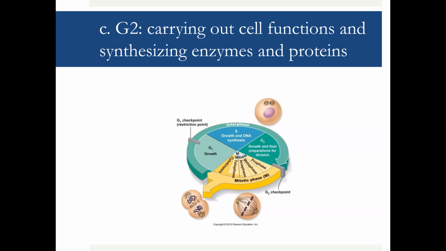In the G2 phase, we're still carrying out cell functions, and now we're going to synthesize our enzymes and proteins in anticipation of division. We have a G phase, an S phase, and a G2 phase. This is interphase. During all the phases, we're carrying out cell functions. During G, the first initial G, we're growing. During the S phase, we're replicating the genetic material. And during the G2 phase, we are now synthesizing the enzymes and getting ready in anticipation of the division phase, which is called the mitotic phase.